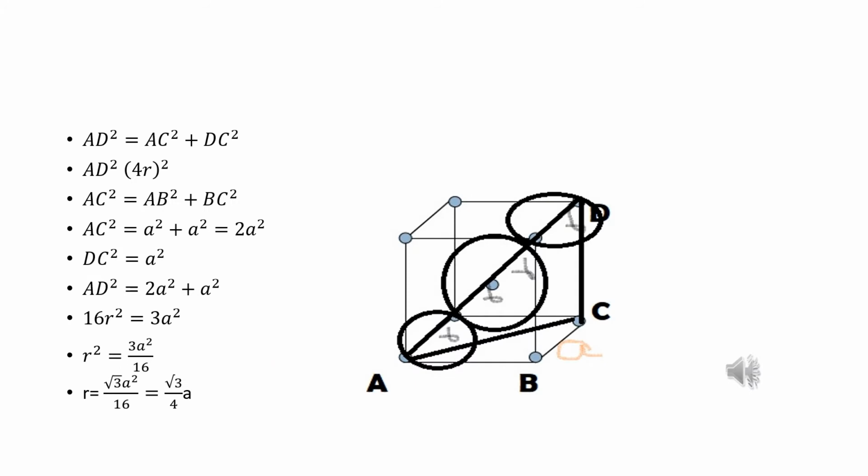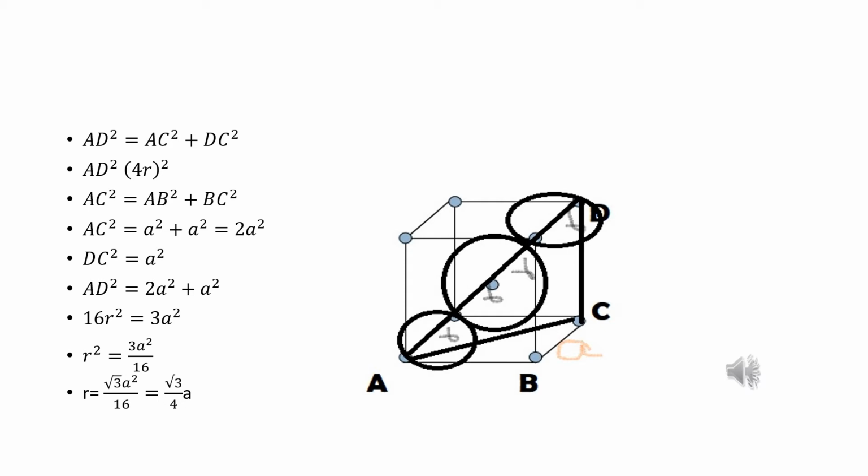Take a body-centered cubic lattice. The particles are arranged on the 8 corners as well as 1 atom is present in the center of the unit cell. Now we take 3 spheres, that is first one, second one and third one. Now we are applying the Pythagoras theorem. Here 2 triangles are there. One is ACD, another one is ABC.